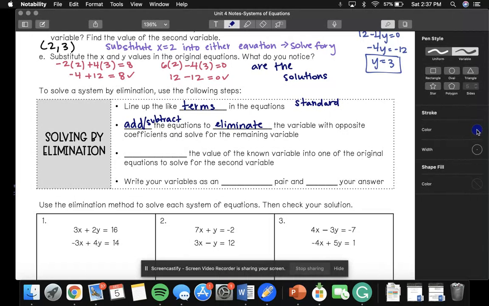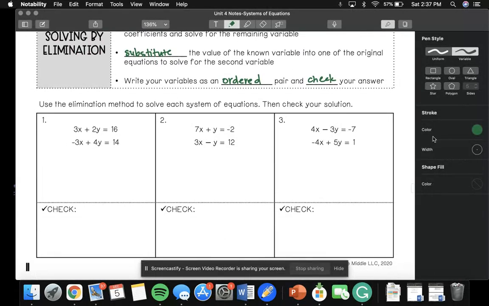and then we'll solve for the remaining variable. So that's what we'll do here in a second, practice a couple. Then we will substitute the answer that we just got into either one of the equations to get the second variable. And then we will make sure that we write our solution as an ordered pair, and we will just check our answers to make sure that it makes sense.